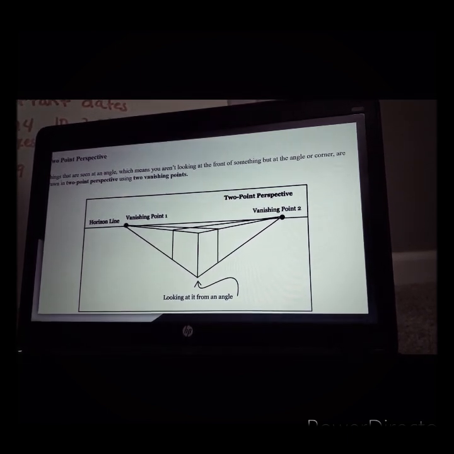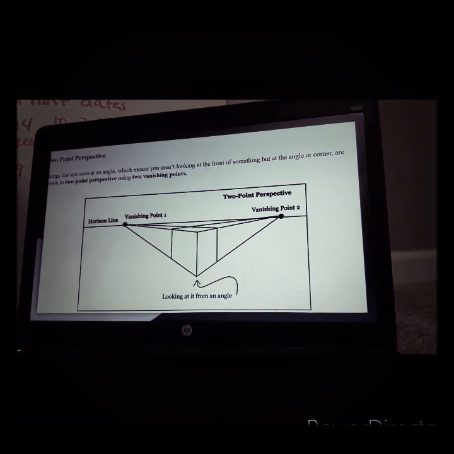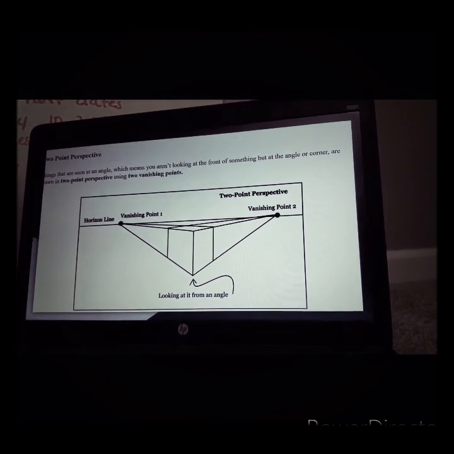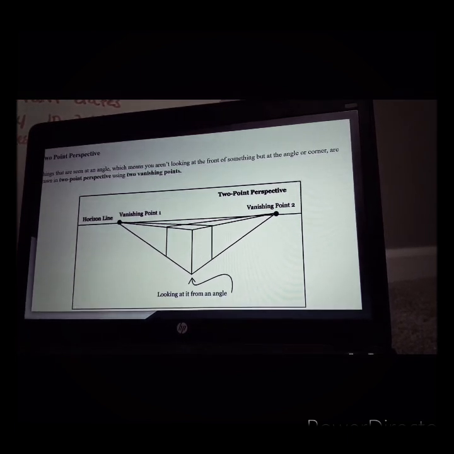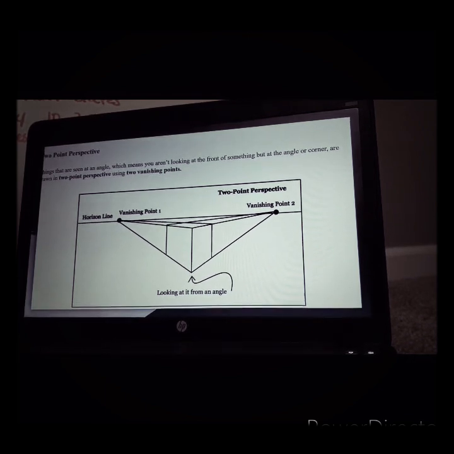Only your vertical lines will be completely straight. Your horizontal lines will not be parallel with the horizon. They will be diagonal.